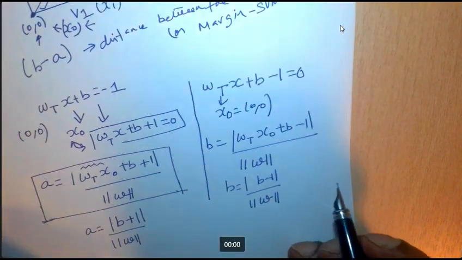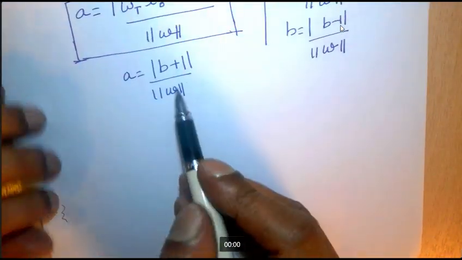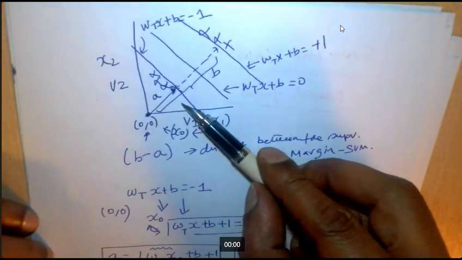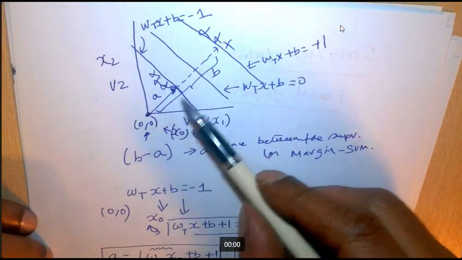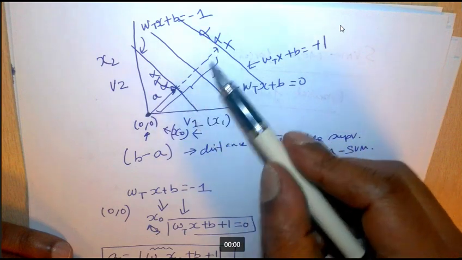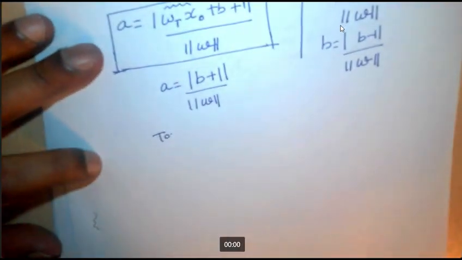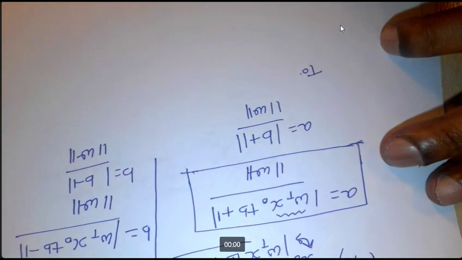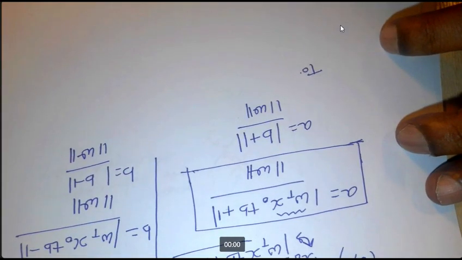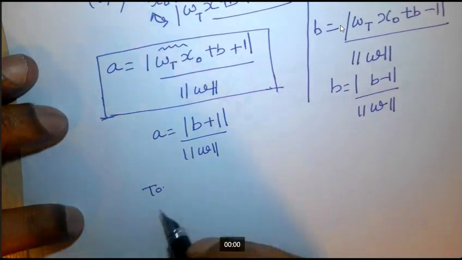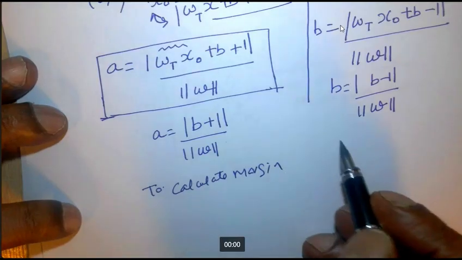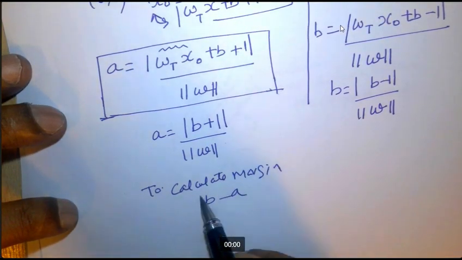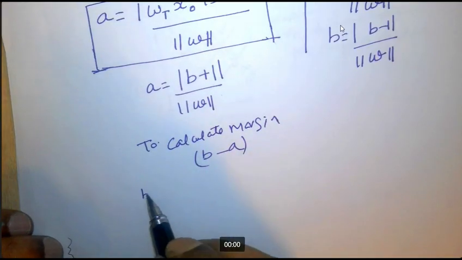So now what do you need to do? Now we have to find the distance between these two support vectors. How to do that? Just subtract b minus a. That should give the margin. So to calculate the margin, subtract b minus a. This is very easy to do.